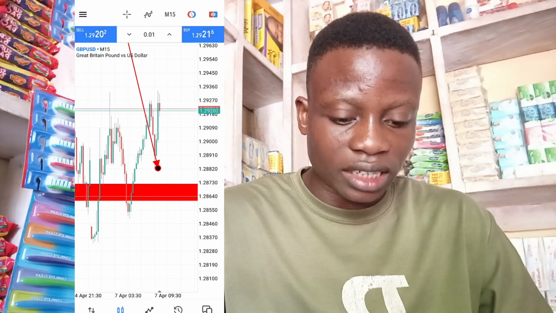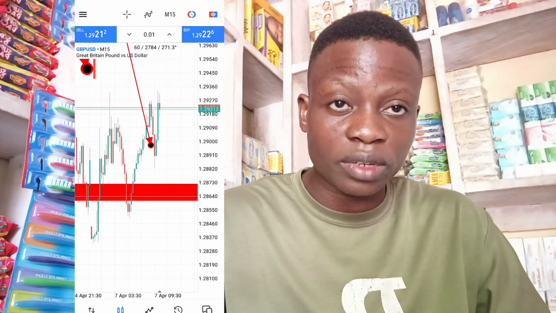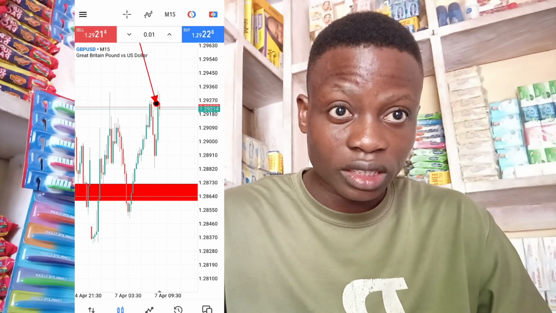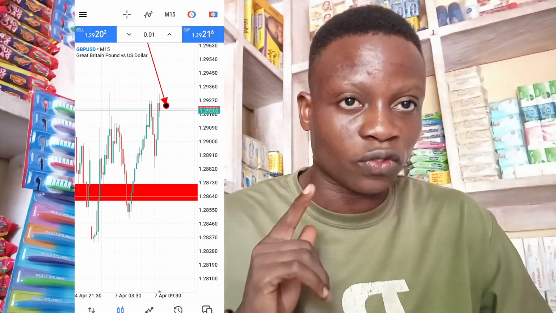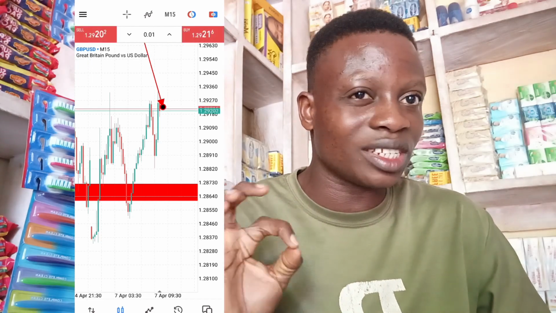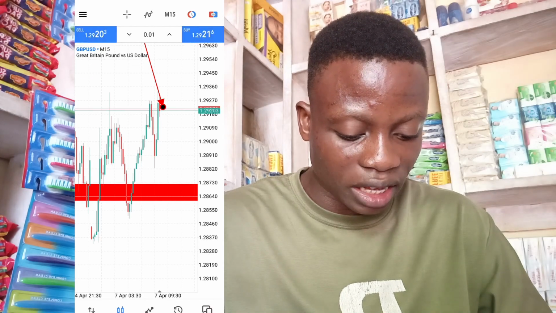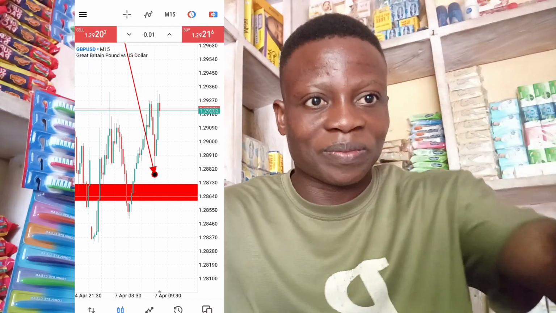Before I enter the trade, I'll wait for this 15-minute candlestick to close. If the 15-minute candlestick closes bullish, then I'll enter the trade with 0.01, and our stop loss will be here. You get? So now we are waiting for the candle to close.